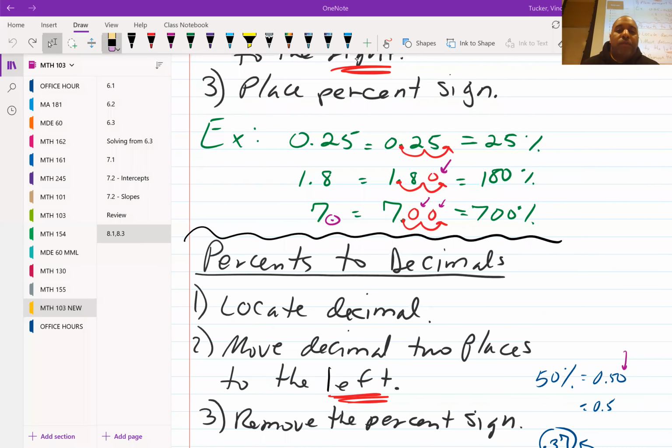All right, next, percents to decimals. So this time we're moving in the opposite direction, basically a reversal of what we did in the last example. We're going to locate the decimal. Now we're going to move the decimal 2 places to the left and remove the percent sign.